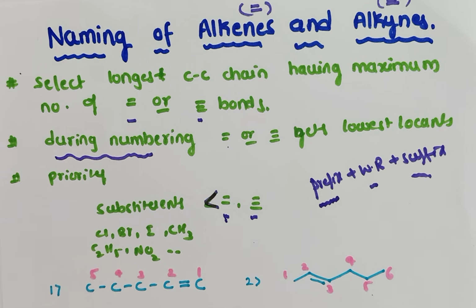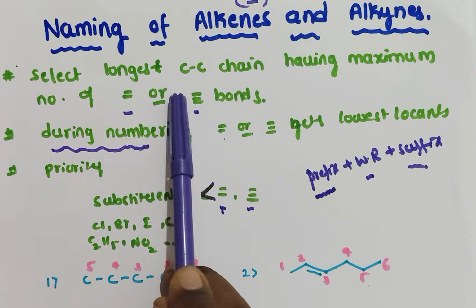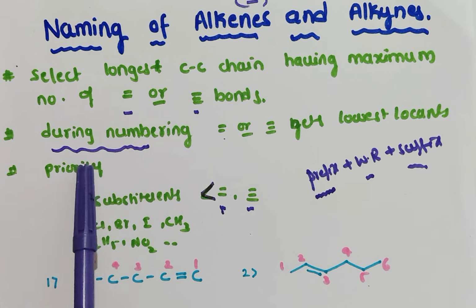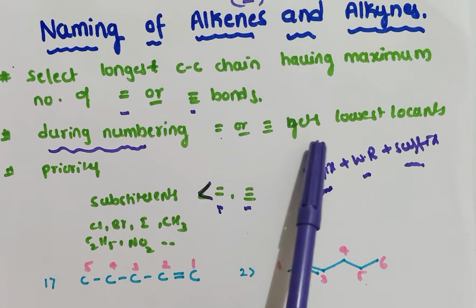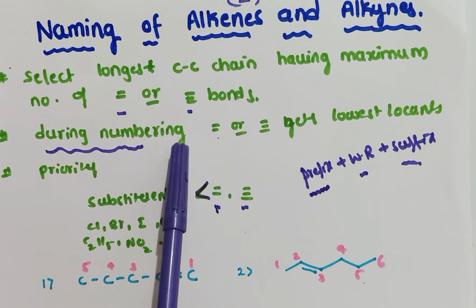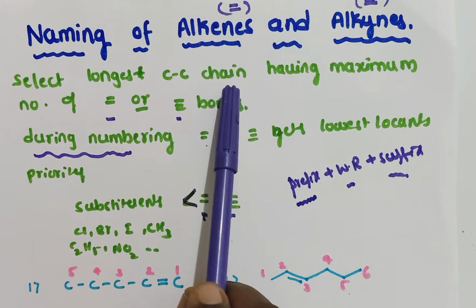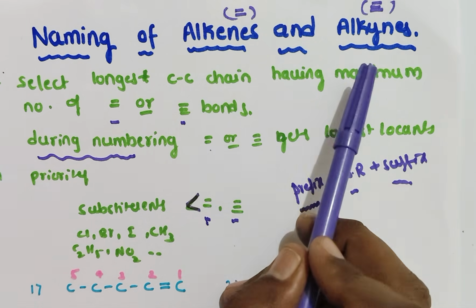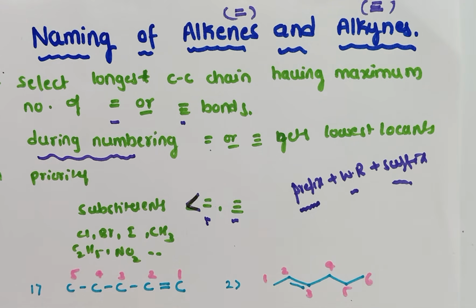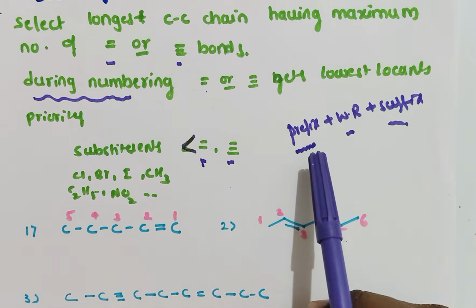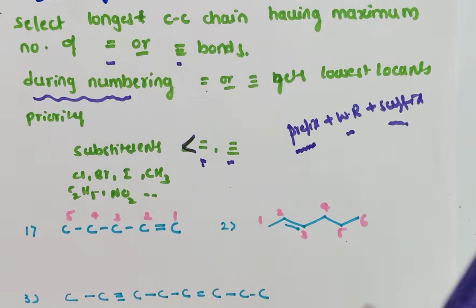Again, there are some rules, such as: select the longest carbon-carbon chain having the maximum number of double or triple bonds, and during numbering, the double and triple bond gets the lowest locant. These two are important rules for numbering for naming alkenes and alkynes. We already know that alkenes have a double bond and alkynes have a triple bond. So during selection of the longest chain, your parent chain must contain the double and triple bonds. And nomenclature has three parts: prefix, word root and suffix.